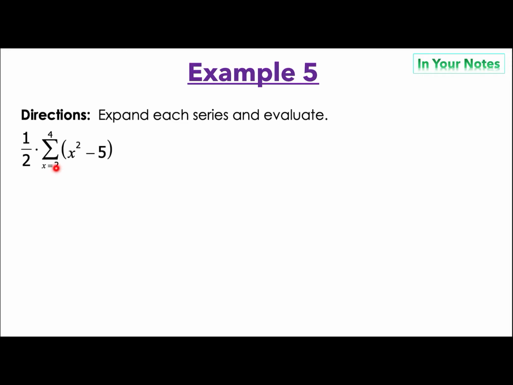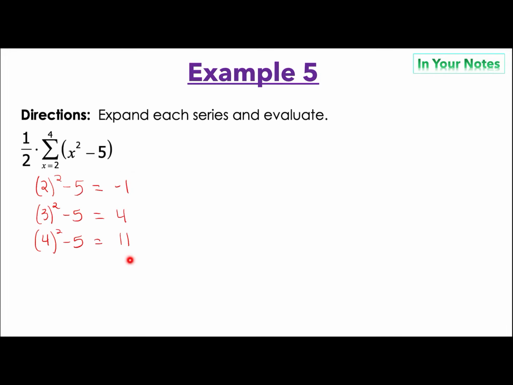Okay, so we're going to start when x is 2, and we're going to end when x is 4. So we have x squared minus 5, x squared minus 5, x squared minus 5. Start when x is 2, 3, and 4, and that's it actually. So 2 squared is 4. 4 minus 5 is negative 1. 3 squared is 9. 9 minus 5 is 4. 4 squared is 16. 16 minus 5 is 11.